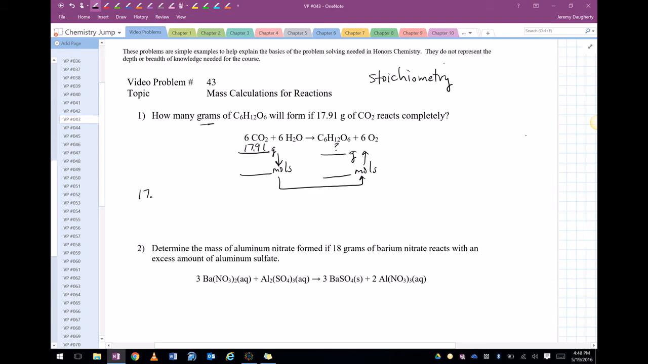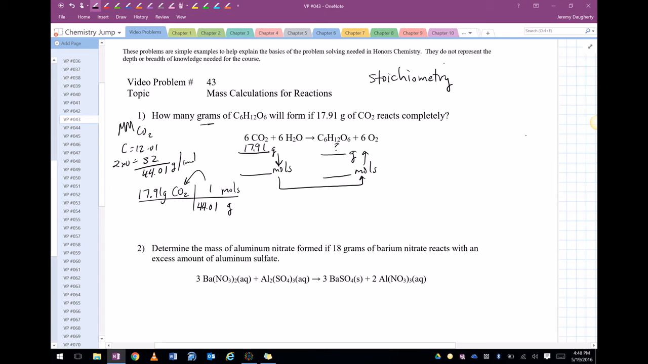I've got 17.91 grams of CO2. I'm going to convert that to moles of CO2, so I'm going to put grams on bottom so it cancels out, and moles on top. We're talking about the molar mass of whatever's in front of it. So I need to get the molar mass of CO2. Carbon is 12.01. Got the two oxygens, each one is 16, so that's going to be 44.01. That's how many grams are in 1 mole of carbon dioxide. So 1 mole, 44.01 grams.